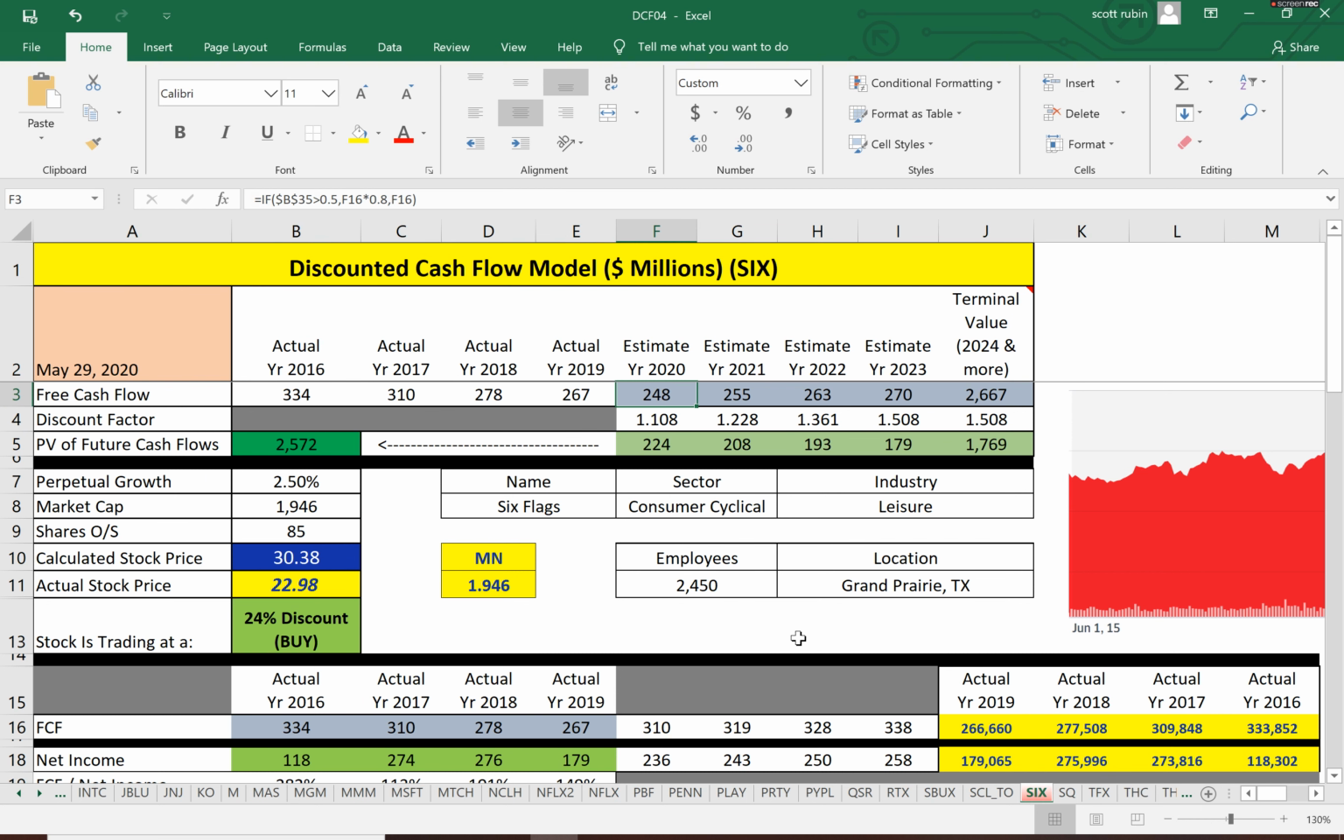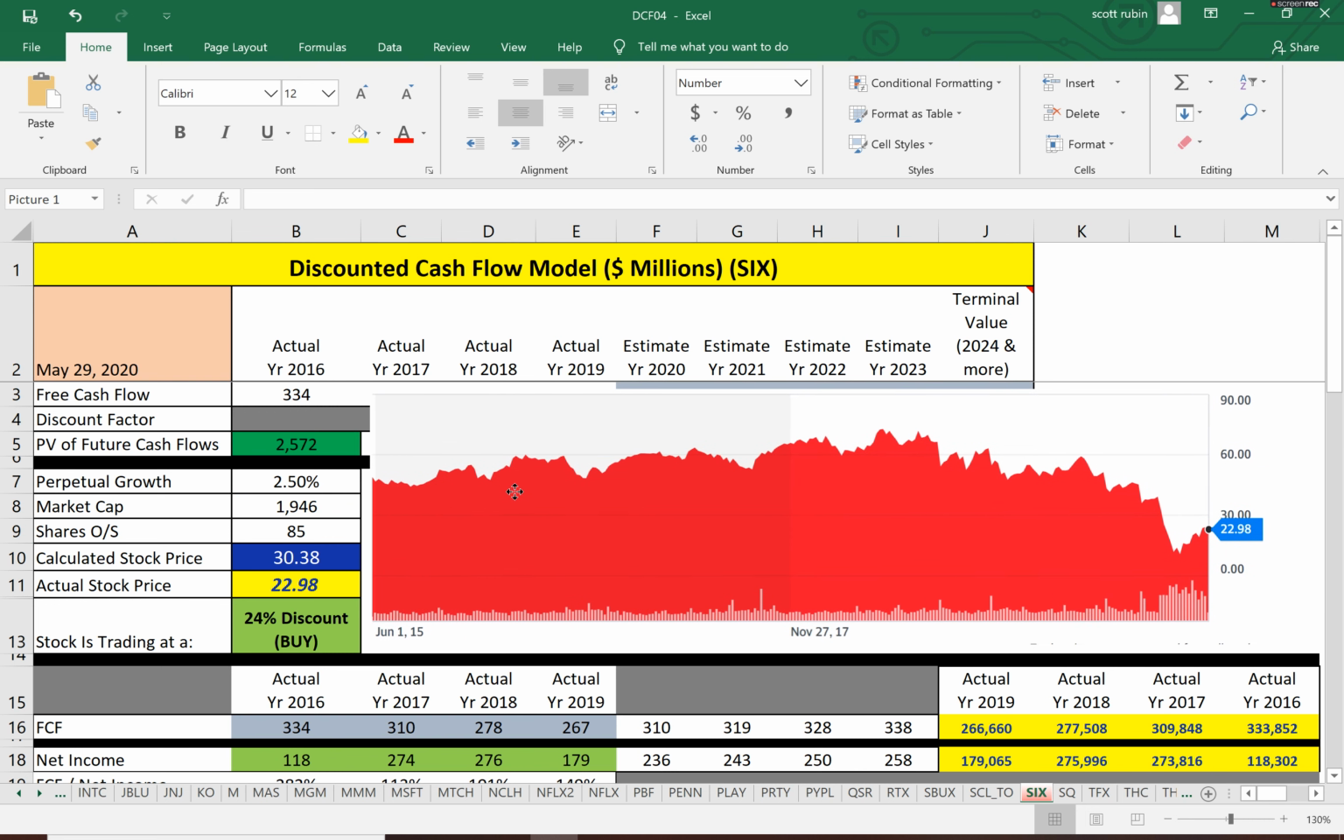And we forecasted the future free cash flow for 4 years, and then we did a terminal value, which is all the years beyond 4 years, and we used the Gordon growth model for that. And then we discounted those numbers using the WACC, and the sum is 2.6 billion. So that's the value of the company according to this model. And if we divide that by 85 million shares outstanding, we get a calculated stock price of $30, and it's trading at $23. So we consider this a buy.